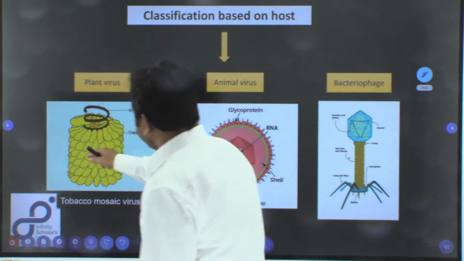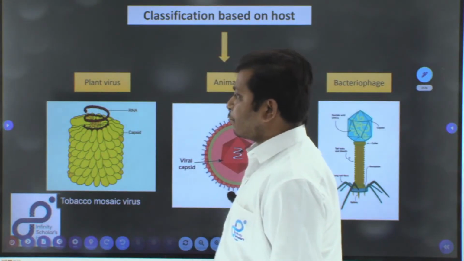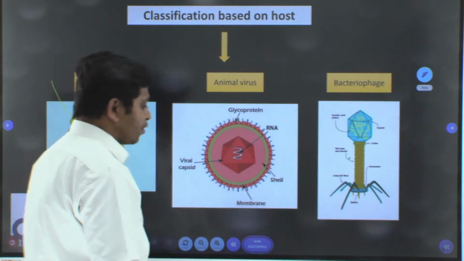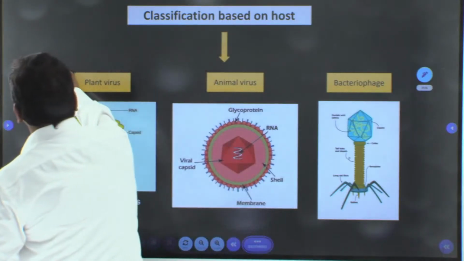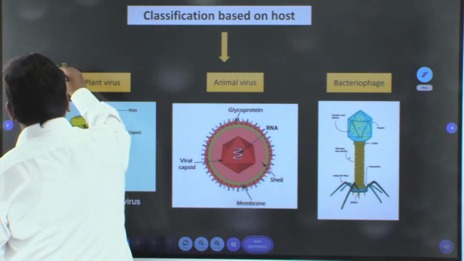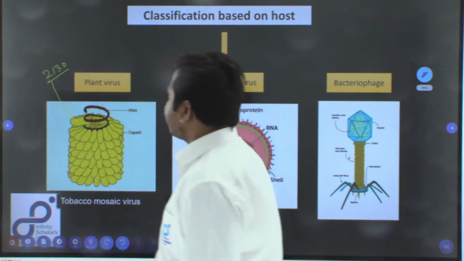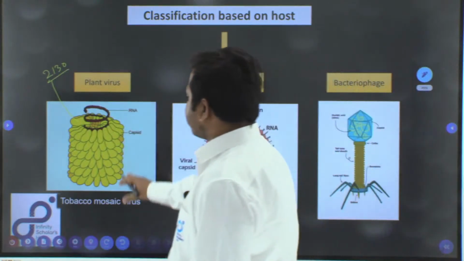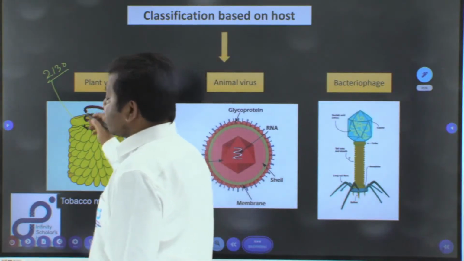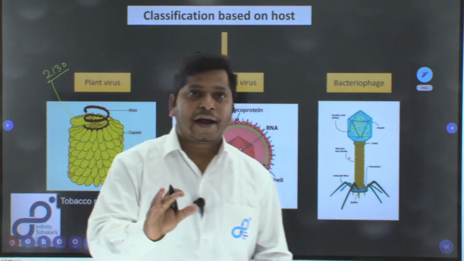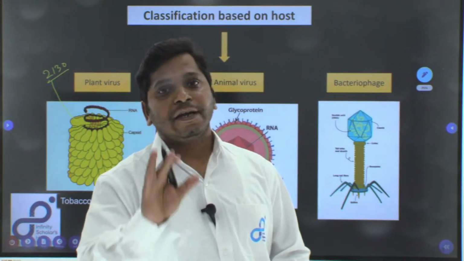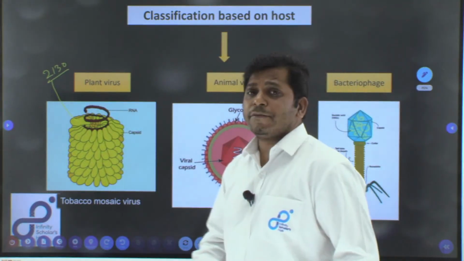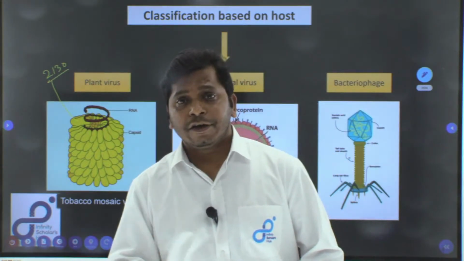The outside coat is made up of different capsomeres, and one of the questions that usually comes in the exam is how many capsomeres this organism has. This has 2130 capsomeres. So their entire capsid is made up of 2130 capsomeres. This is one example of plant viruses, and their genetic material is RNA. Most plant viruses have RNA as their genetic material. The next group is the animal viruses. They mostly infect animals, including human beings.